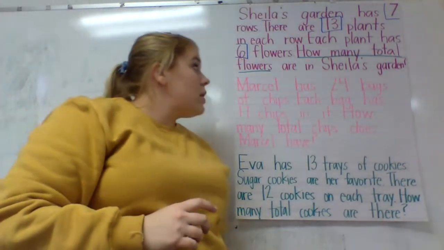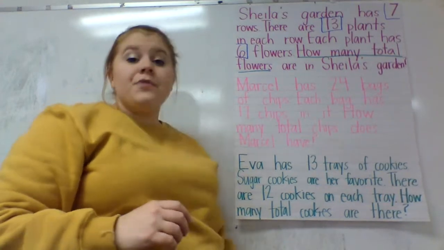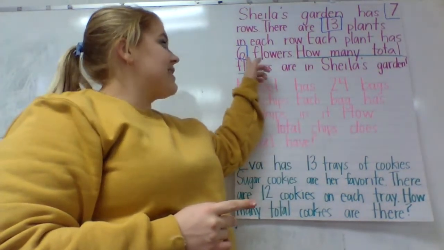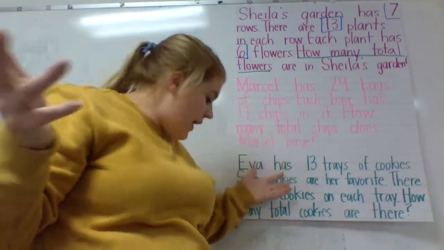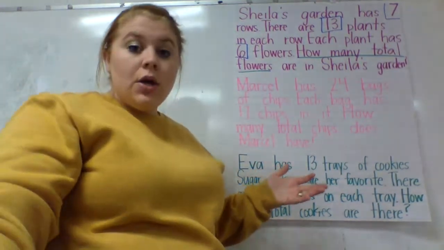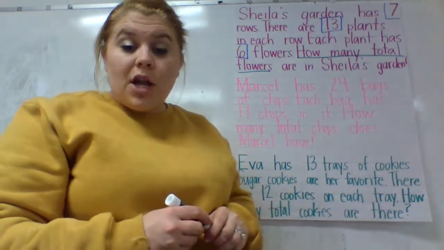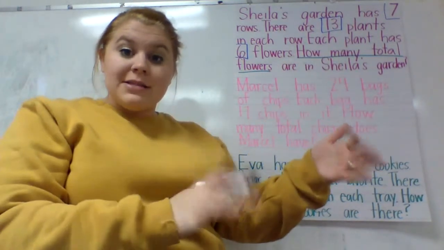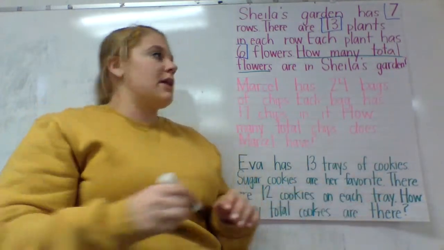So we know there are 7 rows. There are 13 plants in each row. Each plant has 6 flowers. How many total flowers are in her garden? Well, it would probably be good for us to know how many plants are in her garden first, because we have to know how many plants there are to be able to figure out how many flowers there are.